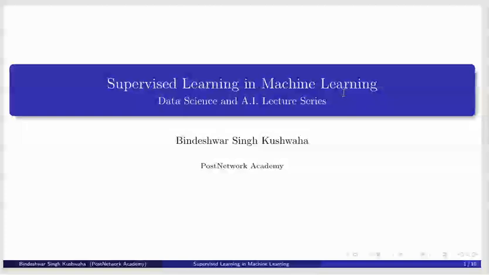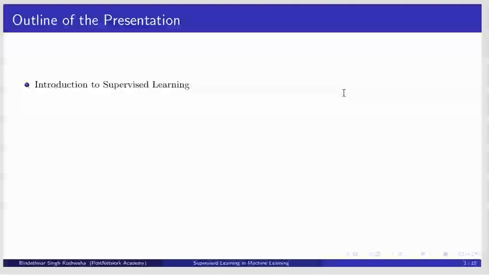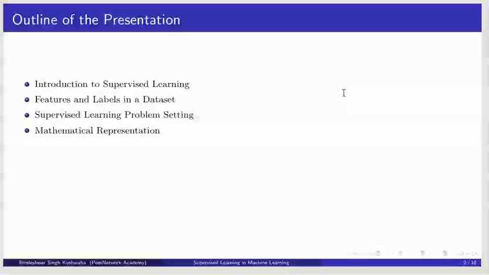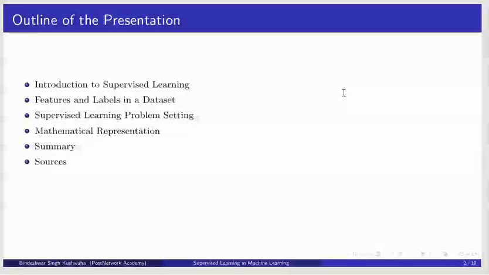So let's get started. But before that, we will know the outline of the presentation. First of all, we will cover the introduction to supervised learning, thereafter features and labels in a data set, the supervised learning problem setting, thereafter mathematical representation, summary, sources, and how you can reach PostNetwork Academy.